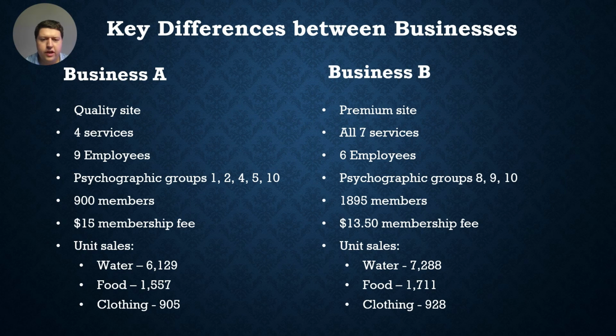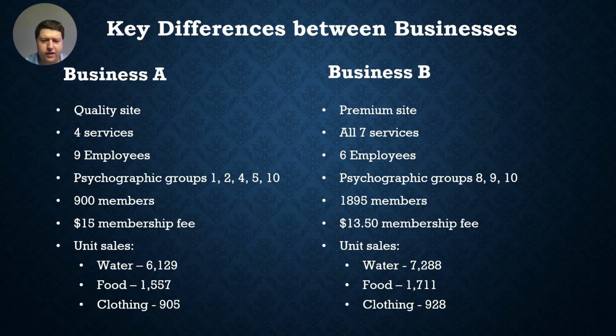So there are a few key differences between the two businesses. Business A was a quality site and Business B was a premium site. This led to differences in capacity, which impacted the amount of services we're able to offer, the amount of members, and also a slight impact on unit sales. Business A had 9 employees and Business B had 6 employees. Business A went for 5 different psychographic groups, while Business B only went for 3.